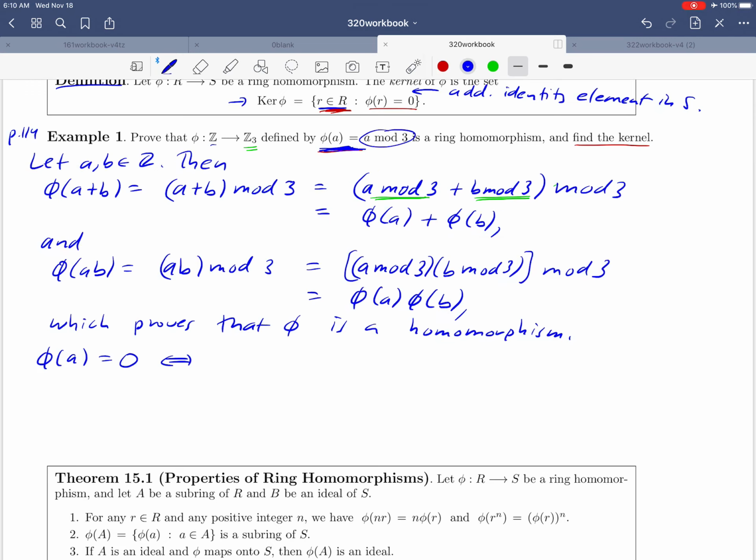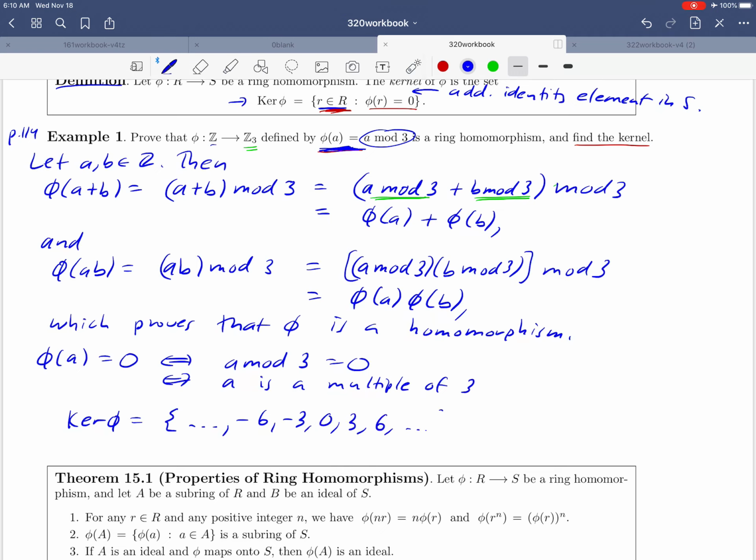So we'd like to know what are all the values of a such that a mod 3 equals 0. If you think about that, you're going to get 0 anytime a is a multiple of 3. And that tells us that the kernel is all integers that are multiples of 3. So we get the kernel of phi equals a big long list of all multiples of 3: -6, -3, 0, 3, 6, and so on. We could also write that by noticing that it is the set of all things that are generated by 3.